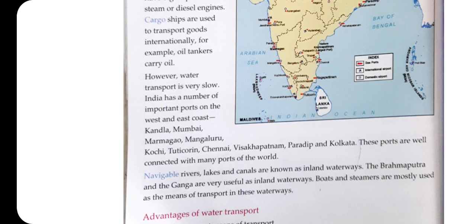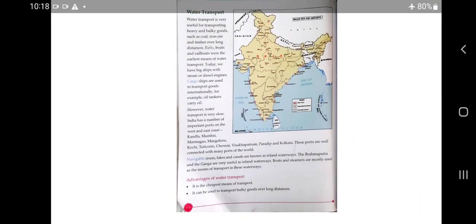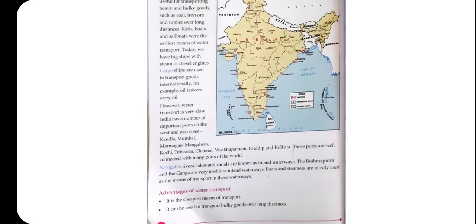The longest national highway in India is NH44, which starts from Srinagar in the north and ends in Kanyakumari in the south. So go through this chapter. We have talked about water transport. We have talked about transportation also. So go through this chapter.